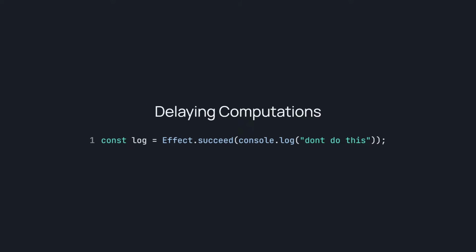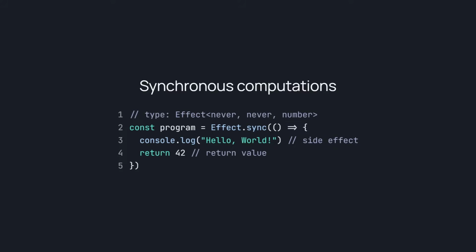Remember how an effect represents the description of some behavior to be run at a later point? Well, when we use the succeed and fail constructors, the value passed to them is evaluated when the effect is constructed, not when it is run. However, when working with code that has side effects, it might be important to defer those side effects until the effect is run. To do this, we can use the sync constructor. Sync returns an effect with a value of the return type of the passed function. But this function is only run when the effect itself is run.